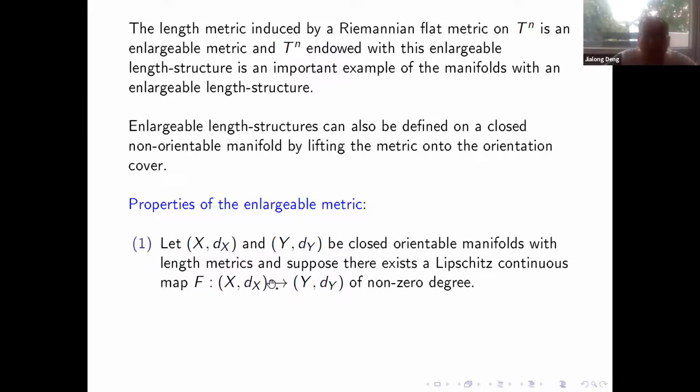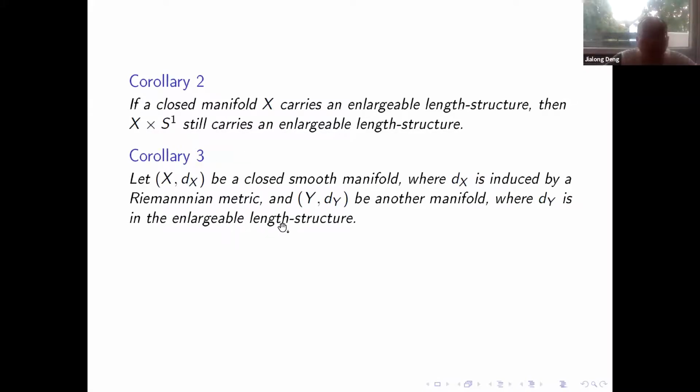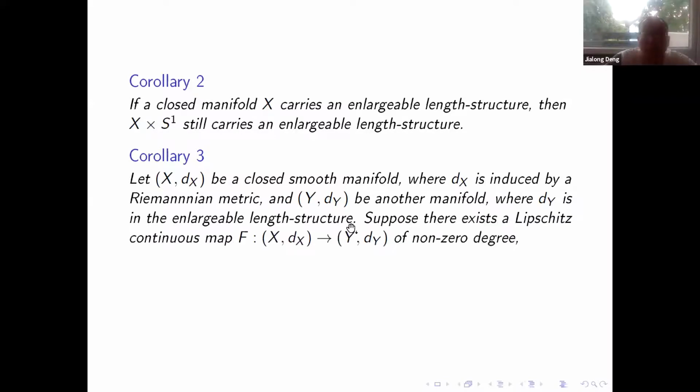The properties are these. If there is a Lipschitz continuous map f from X to Y of non-zero degree, and if d_Y is an enlargeable metric, then d_X is also an enlargeable metric. Enlargeable metrics are stable under products. If X carries an enlargeable length structure, then X times S1 also carries an enlargeable length structure. We also need Corollary 3, which says that if d_Y is an enlargeable length structure and X is a closed smooth manifold whose length structure is also induced by a Riemannian metric, then X carries an enlargeable Riemannian length structure.